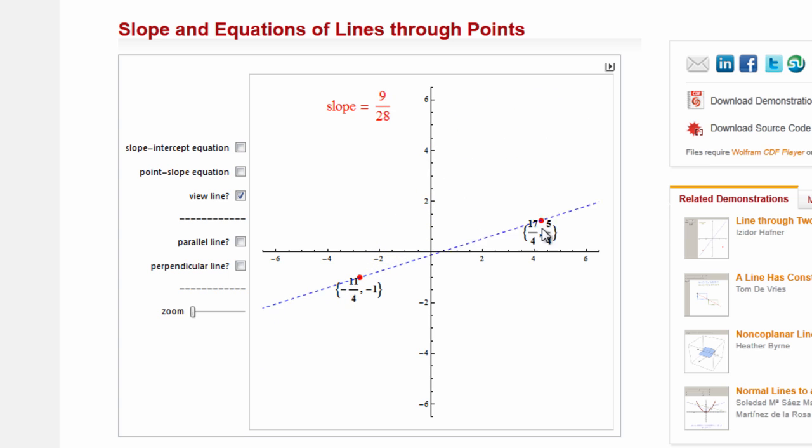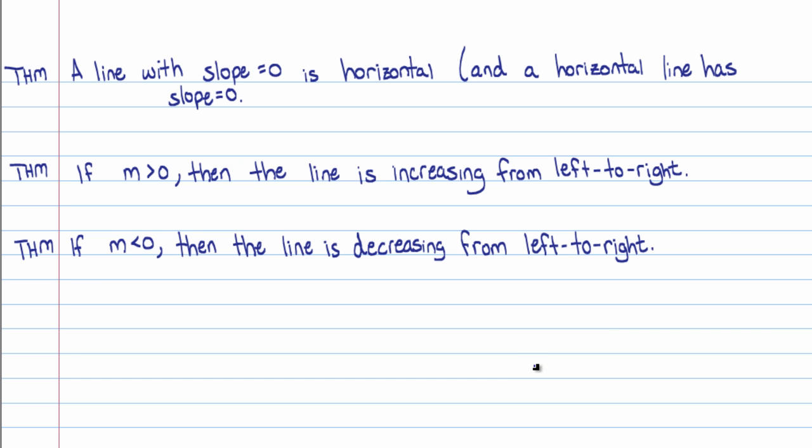Okay. So what's interesting about this is that a horizontal line has slope 0. If the line is increasing from left to right, the slope is positive. You're climbing that mountain. And if the line is decreasing from left to right, it has a negative slope. In other words, you're falling down that mountain. So let me write that, and then we'll call it quits on this one. So a line with a 0 slope is horizontal, and it also works the opposite direction. A horizontal line has a 0 slope.